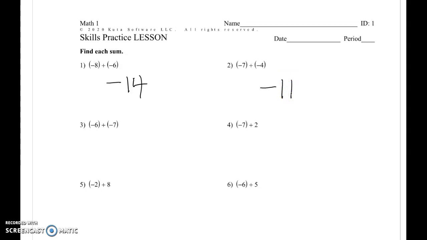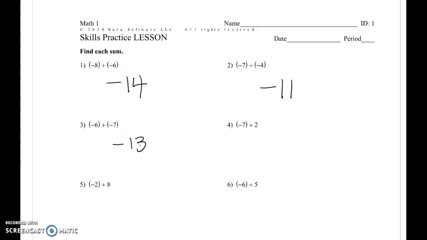I want you to take some time to see if you can do number 3. Again, we are adding a -6 plus -7. We add those together. I've got adding two negatives, so the answer is going to be negative. And then when we add 6 plus 7, we get 13.